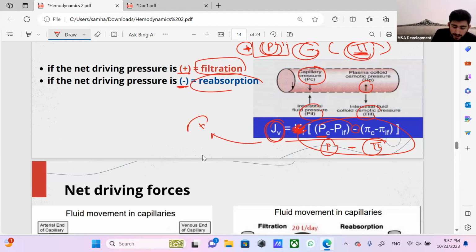If it's positive, this means the pushing is more because it's positive. This means we have filtration. If it's negative, this means the pulling is more, and so we have reabsorption. I hope this was clear.